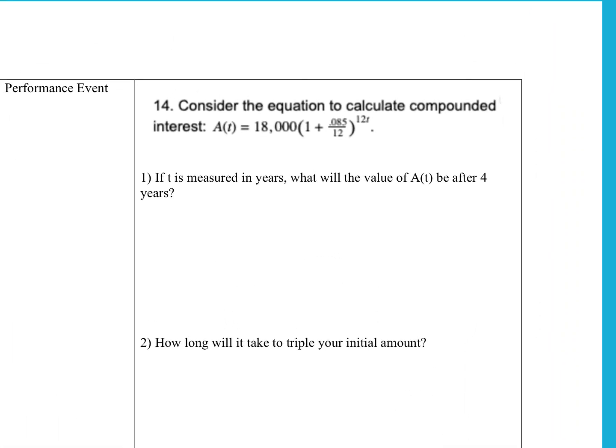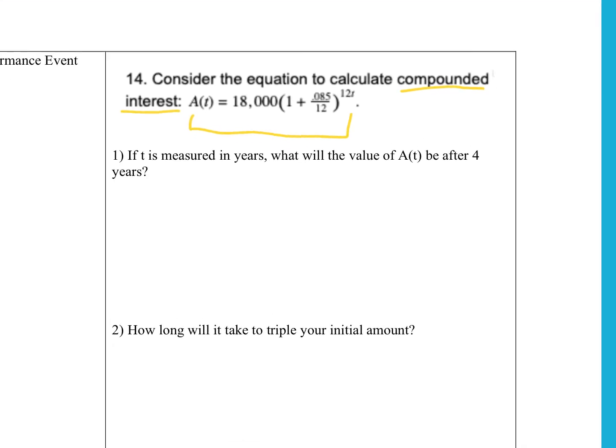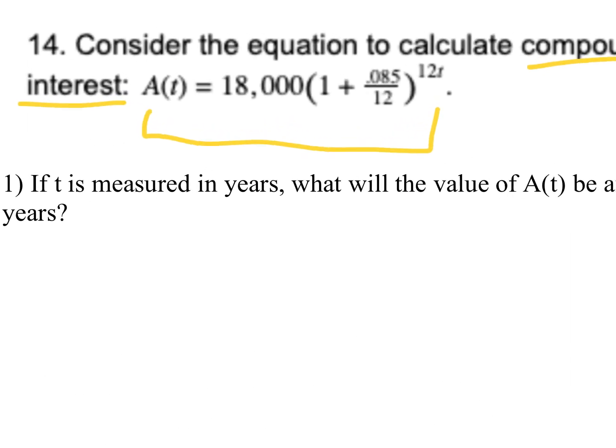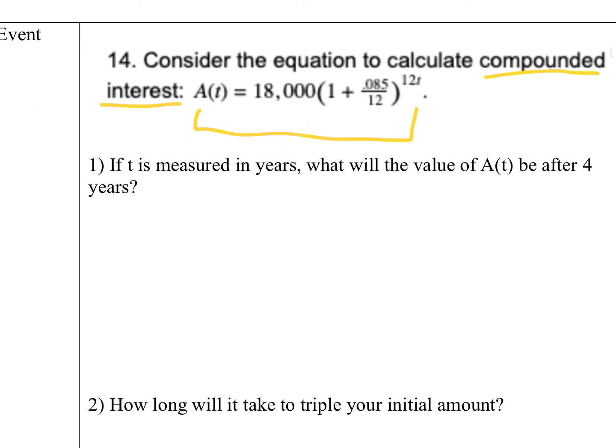All right, so it says performance event. This might be a performance event on your test as well. Yeah, it will be, which is why we are going to do it. Consider the equation to calculate compounded interest. It's already plugged in for us, so do we have to plug it in or set up a formula? No, that's good. It set it up for us. It says if t is measured in years, what will the value of A of t be after 4 years? Plug in 4 for t.